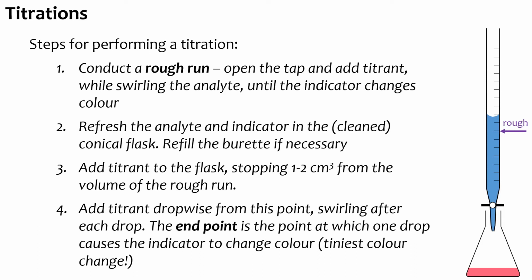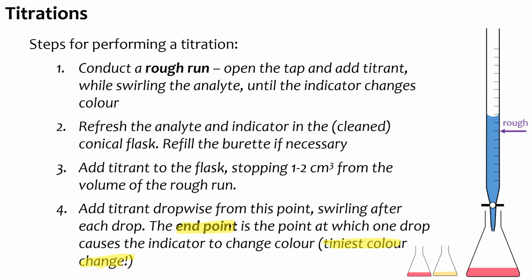The end point is the point at which one drop, just a single drop, causes the indicator to change colour, and we're looking for the tiniest colour change. So I've just put here 2 little pictures of the conical flask with the indicator as it is currently. So we've got the starting colour, and then I've also put here an image of the conical flask if we end up adding an excess of the titrant. So we have the 2 colours that we're looking for here.